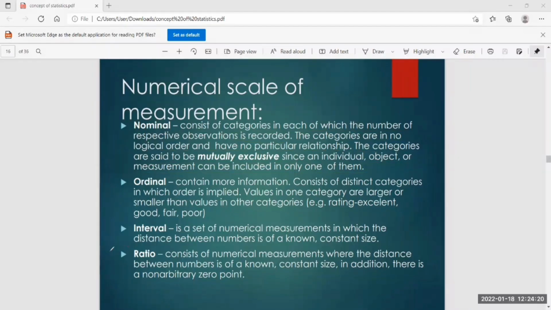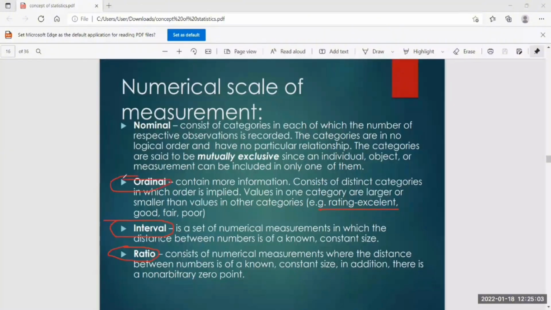So the ratio has 1 is to 2, 1 is to 1. The interval has the set of numerical measurements with the distance in between them. They have interval distance. The ordinal is in the order of the rating of excellence, such as good, fair, and poor. Not just the rating of excellence, but in the order of disagree, agree, neutral, strongly disagree, strongly agree, or strongly agree, agree, neutral, disagree, and strongly disagree. Those are in the order of, that's what you call ordinal.